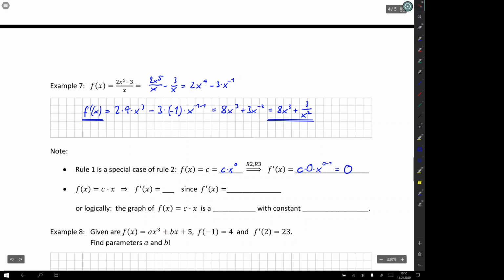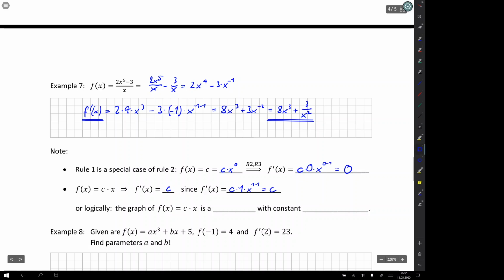A second thing, more important: if I have a function f of x that is just c times x, some constant, then f dash of x is just c. Why is this the case? Just applying the rules again, f dash of x is then c times, and this x is x to the power of 1. Applying rule 2 for the powers, I get c times 1 times x to the power of 1 minus 1, which is just x to the power of 0, which is 1, so I get c.